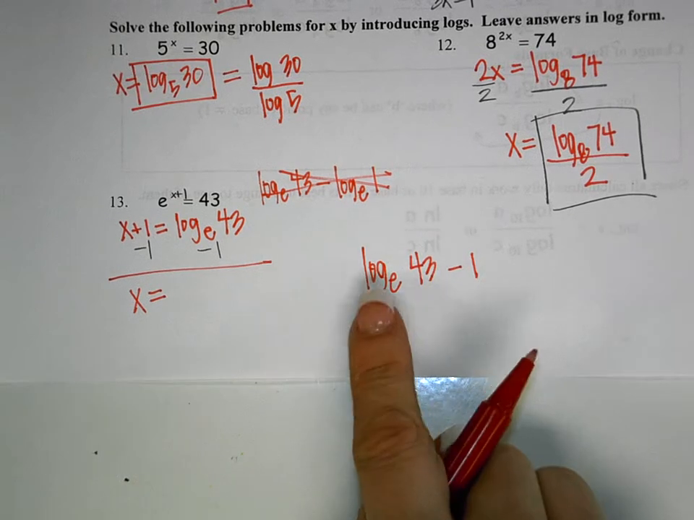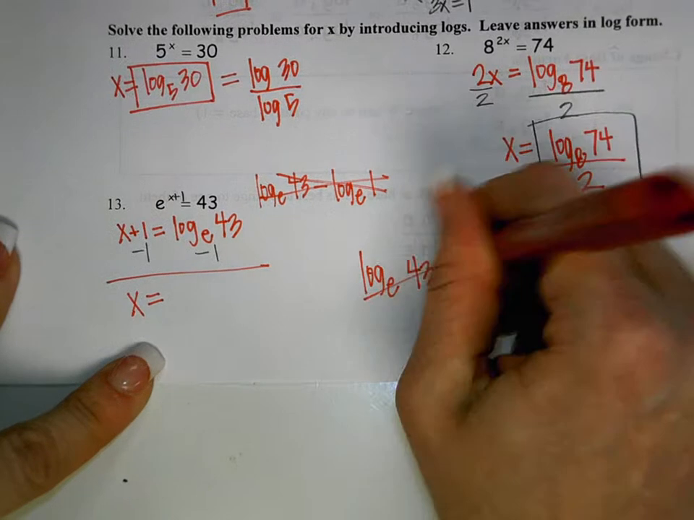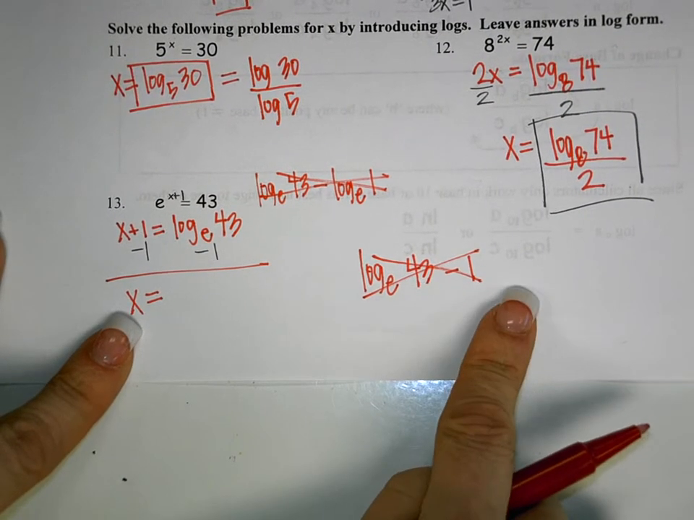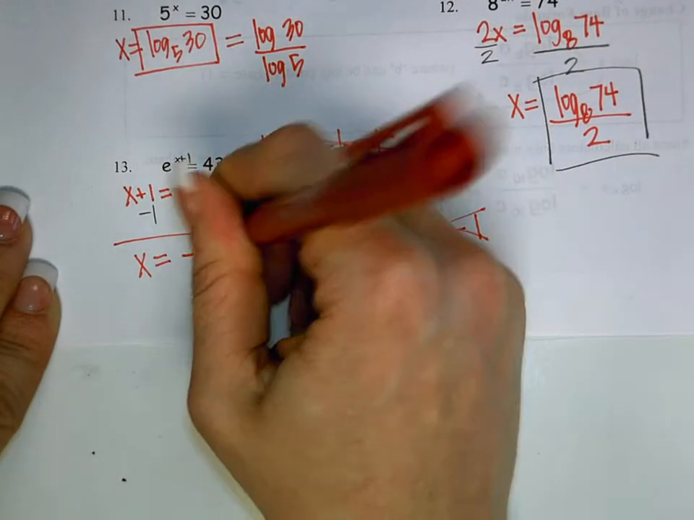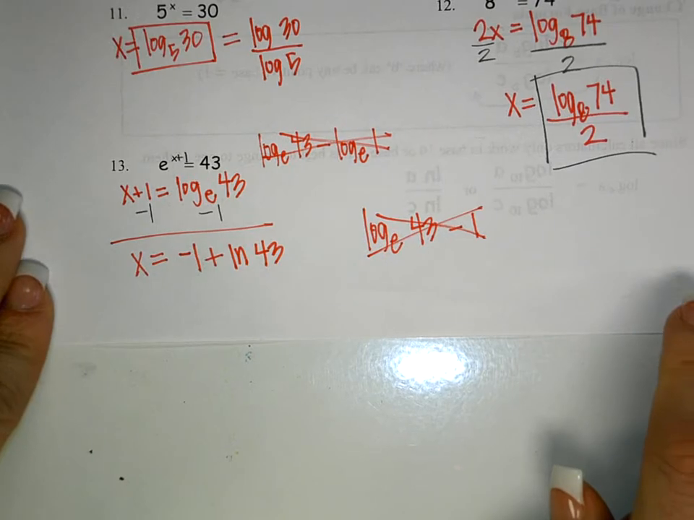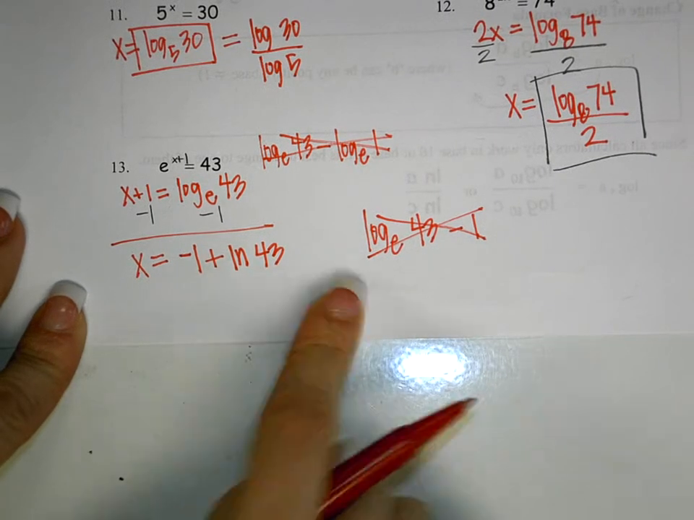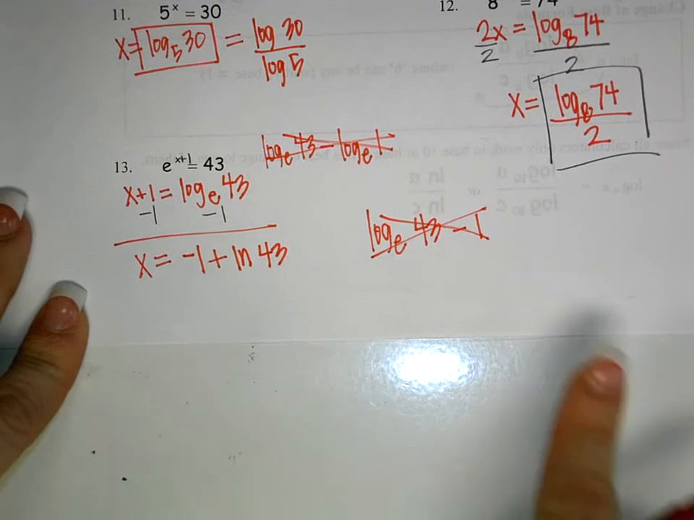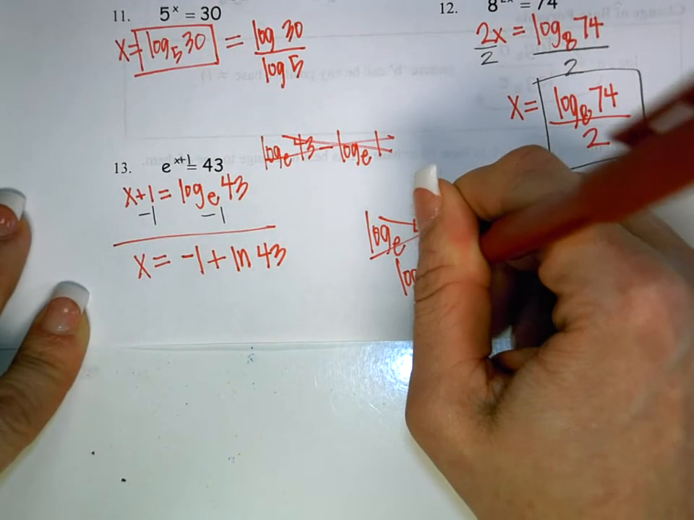The log should come first, but this is confusing written that way. You cannot write things that way because it looks like you have to simplify first. So the correct way to write this would be -1 plus natural log 43. Because remember, we don't write log base e, you write it as natural log. So the -1 needs to be first, not second. Because technically this could be misconstrued as log base e of 42, which is wrong.